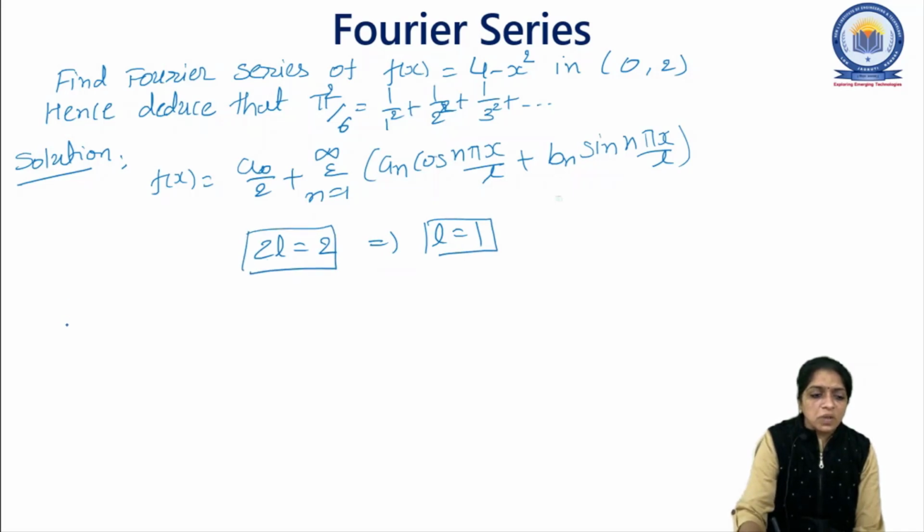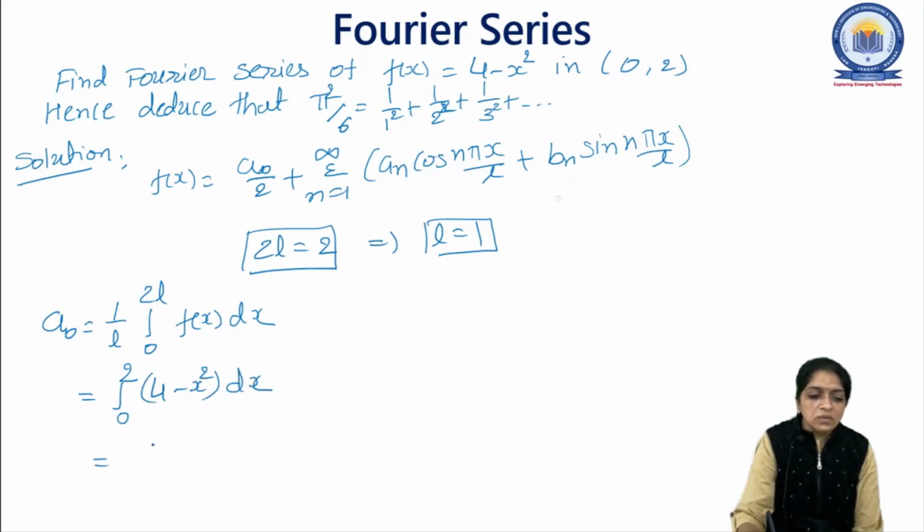Now, the formula for a0 is 1 by L integral from 0 to 2L of f(x) dx. Now, as you know, L is 1 and 2L is 2, so 0 to 2. f(x) is 4 minus x square, so integral of 4 minus x square dx. Now the integration of 4 is 4x, and the integration of x square is x cube by 3, and the limits are 0 to 2.